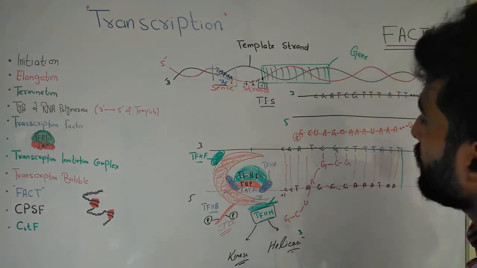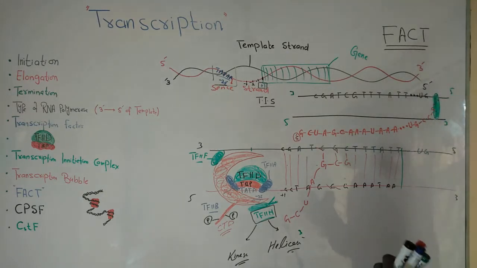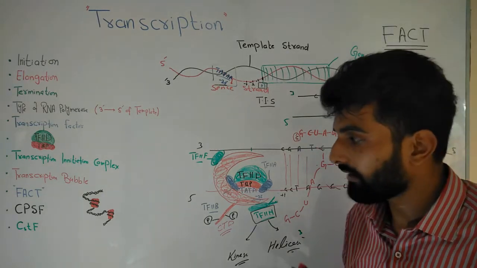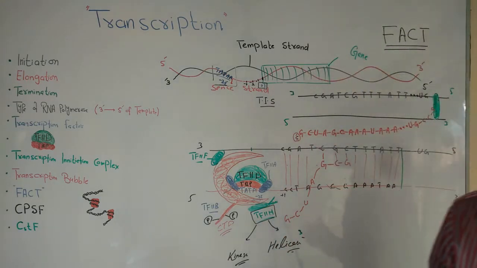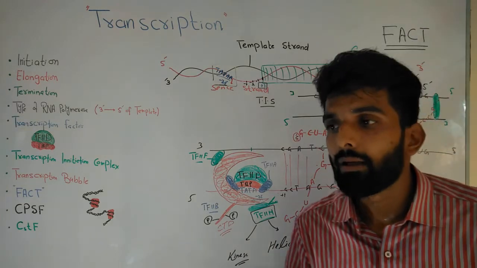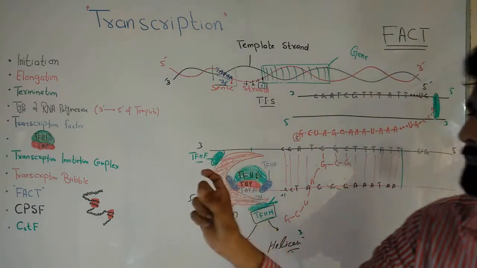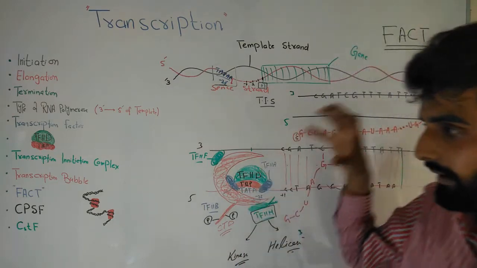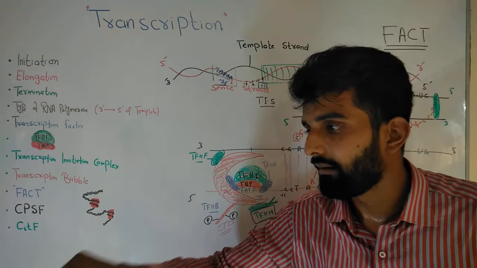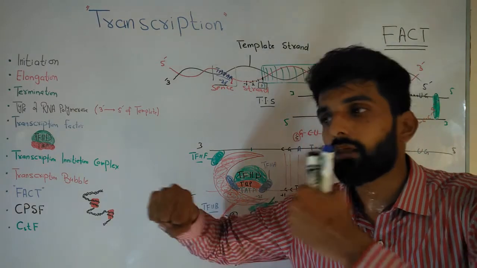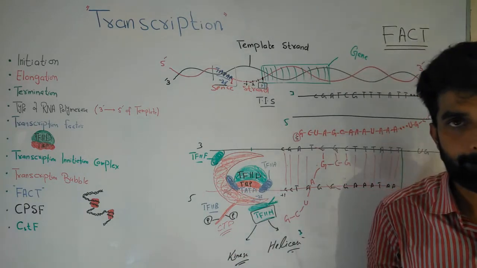Now let's talk about termination. Termination is a little bit complex as far as RNA polymerase 2 is concerned. The genes that are being transcribed by RNA polymerase will have special terminating proteins, and these terminating proteins will come at the ending point of transcription. They will attach, and RNA polymerase will not be able to move forward, and transcription will end.